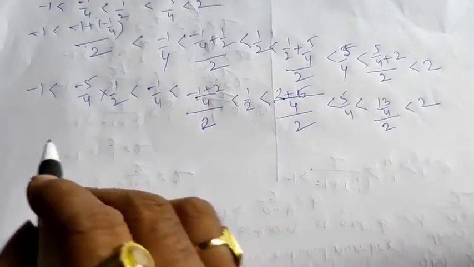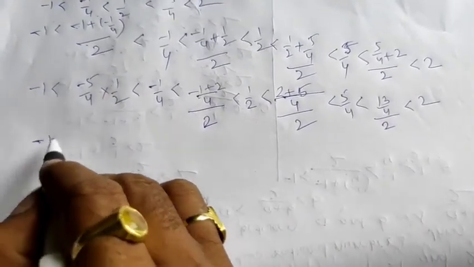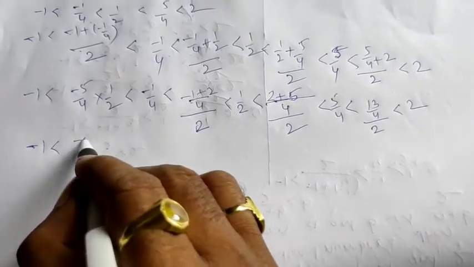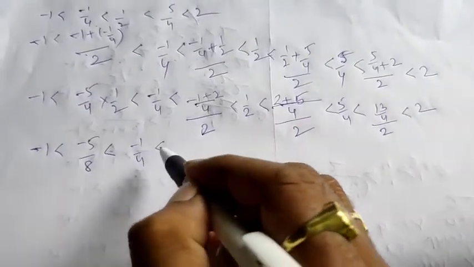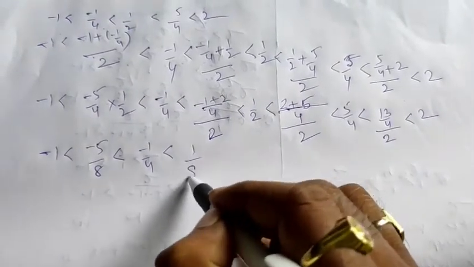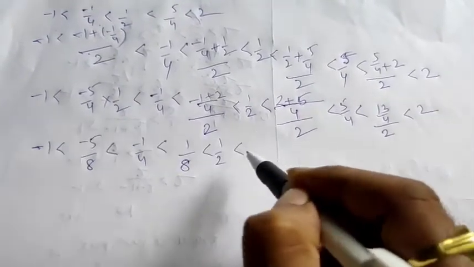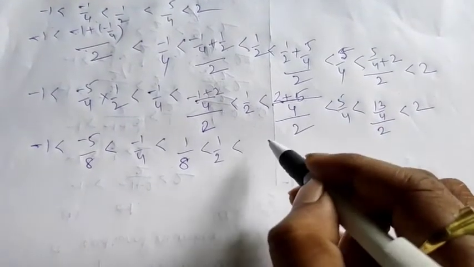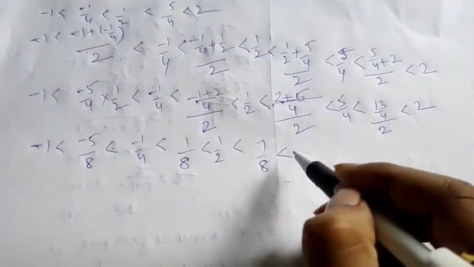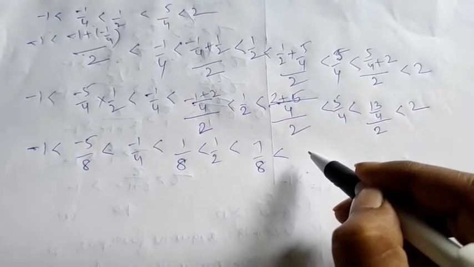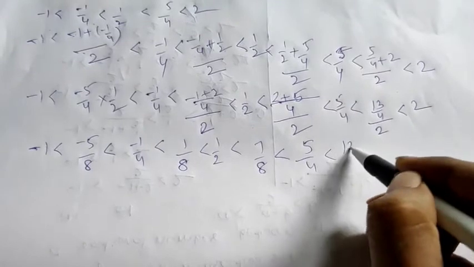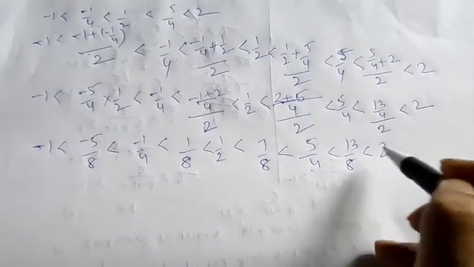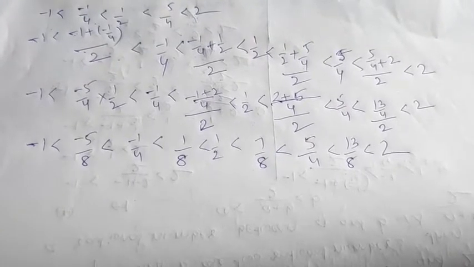Now if I simplify, I get minus 1 is less than minus 5 by 8, less than minus 1 by 4, less than 1 by 8, less than 1 by 2, less than 5 plus 2, 7 by 8, less than 5 by 4, less than 13 by 8, less than 2. Am I correct? So like this, if you find, we will get a few more rational numbers.